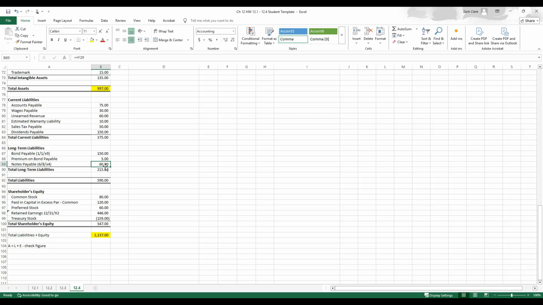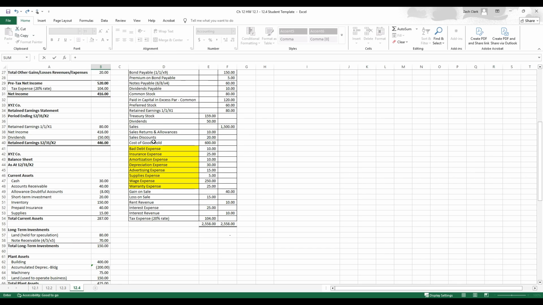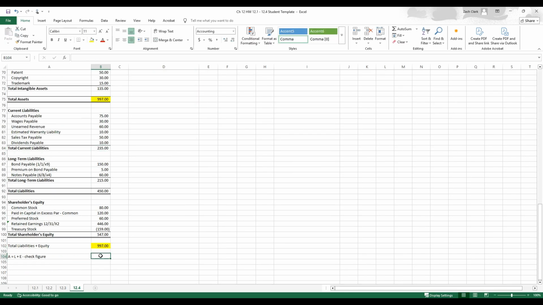So 215, now that looks good. All right, now I got to troubleshoot myself one more time here. Oh, dividends payable, I think, came in with the bonds payable number. Yep. Not that one, though. This one, 10. There we go. Okay, now it looks better.